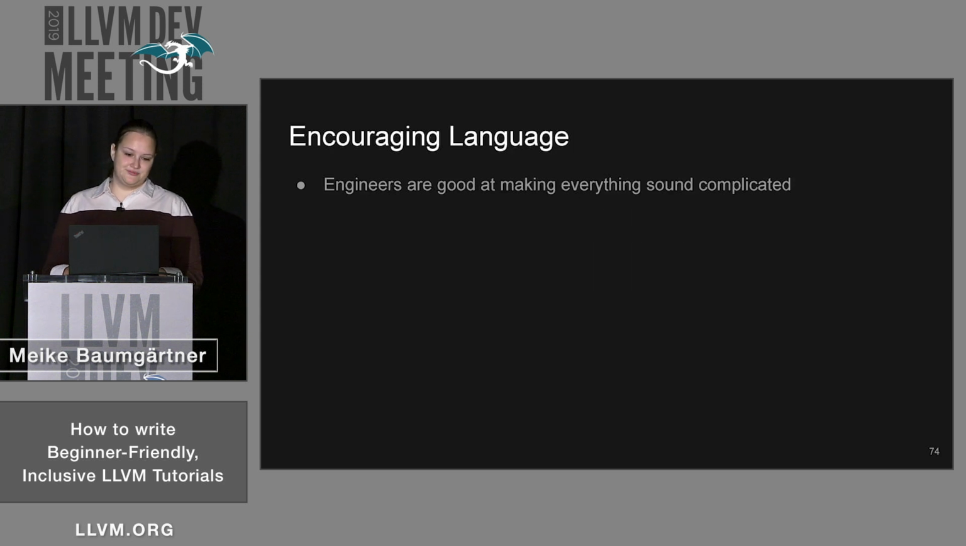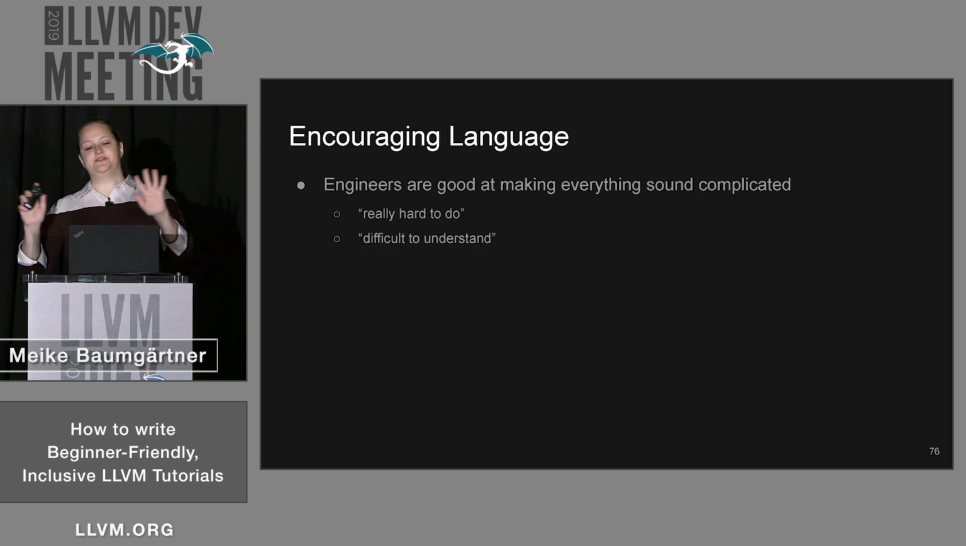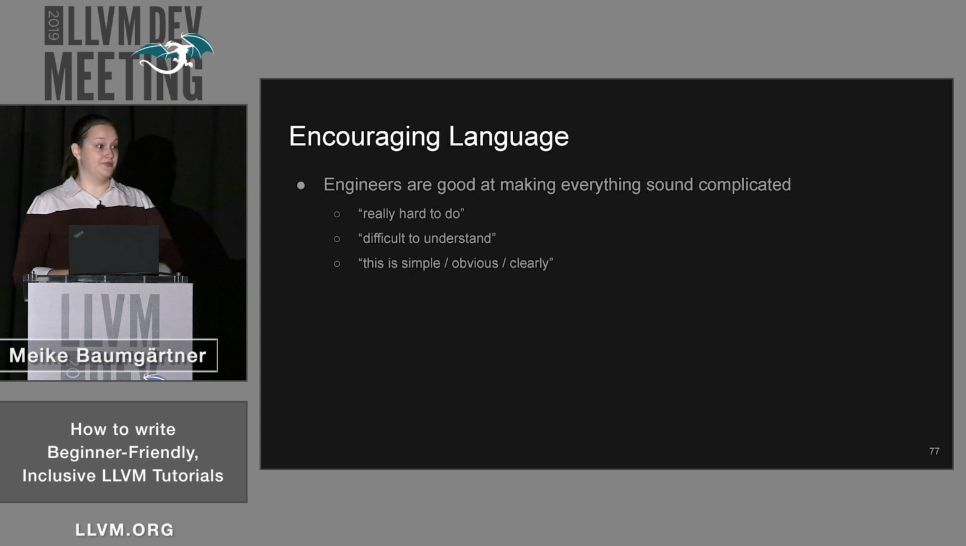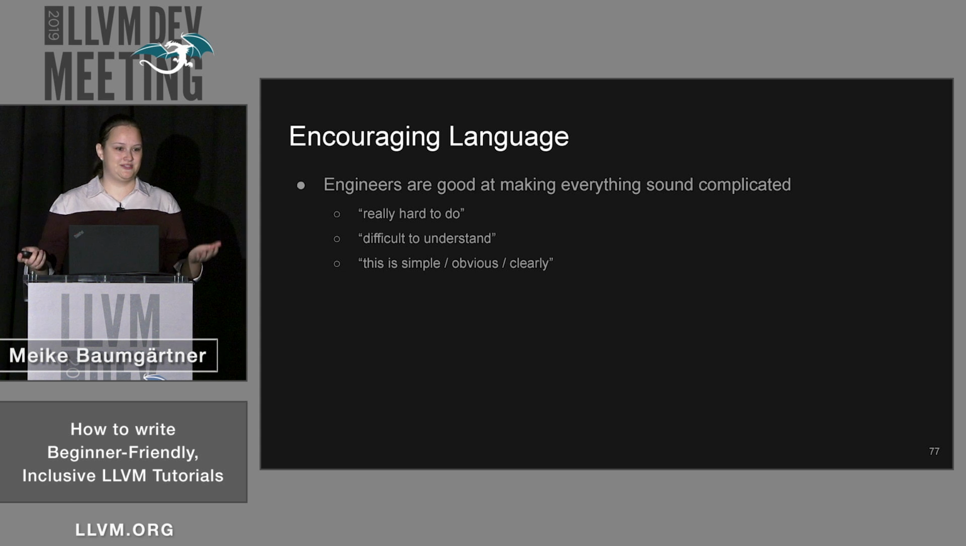Then encouraging language. Engineers are really good at making everything sound super complicated and discouraging people from doing the same thing they're doing. This is really hard to do, super difficult to understand. Or: oh, this is so simple, obvious, you clearly need to do this. Yeah, if it's obvious, why do you actually write it down? Apparently it's not that obvious and a beginner should know this, and they probably didn't know before.